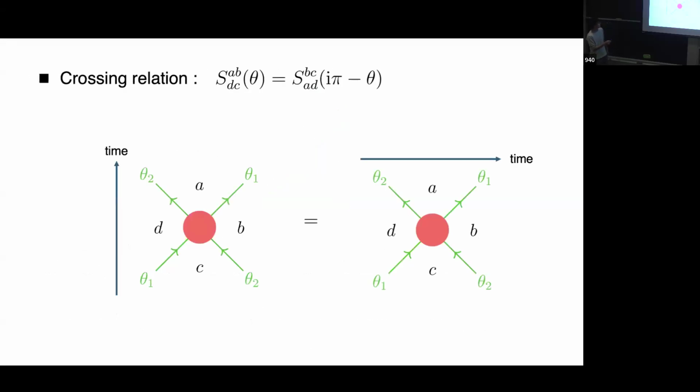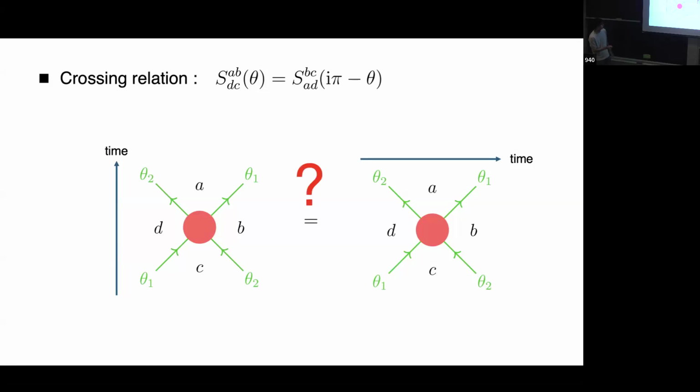The crossing relation asserts these equalities. To understand these equalities, we see this diagram from two different points of view. The first one is that time flows from bottom to top. The second one is that time flows from left to right. These two different perspectives must coincide, and this gives rise to these equalities.